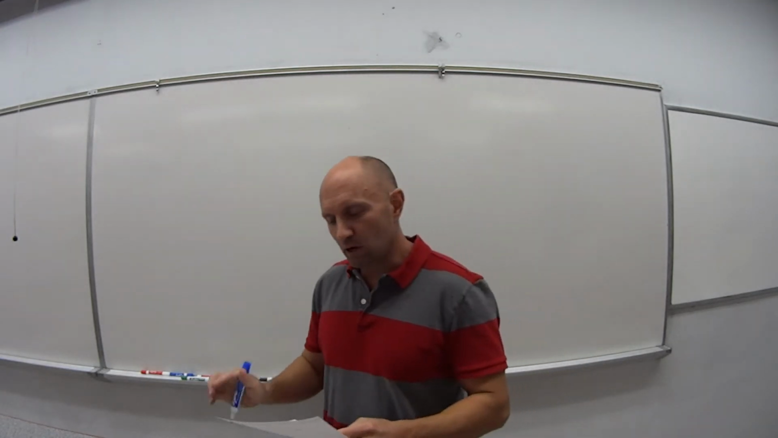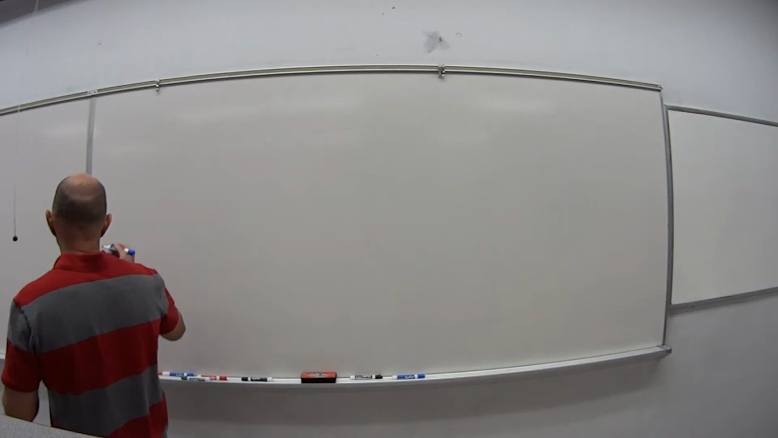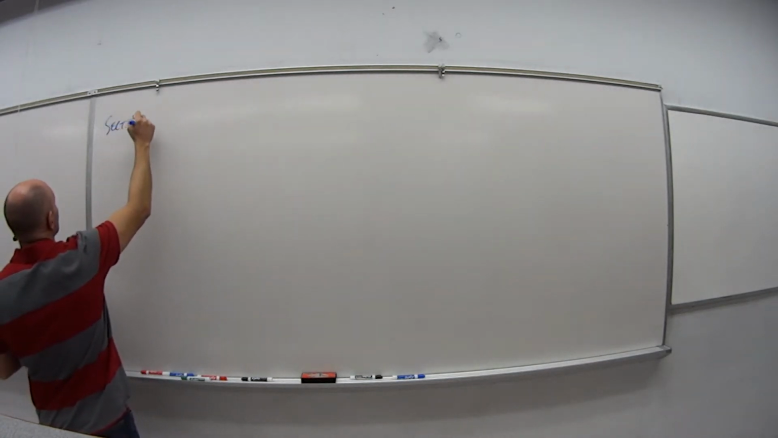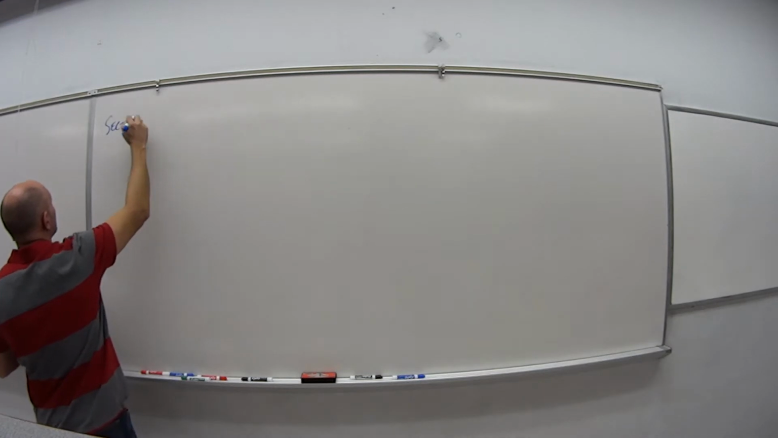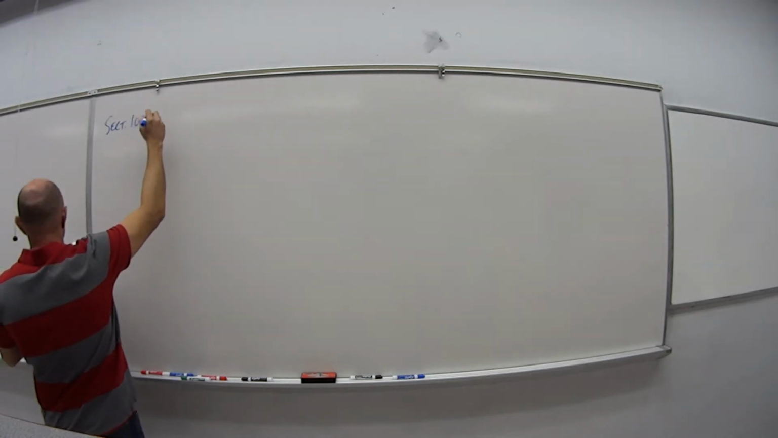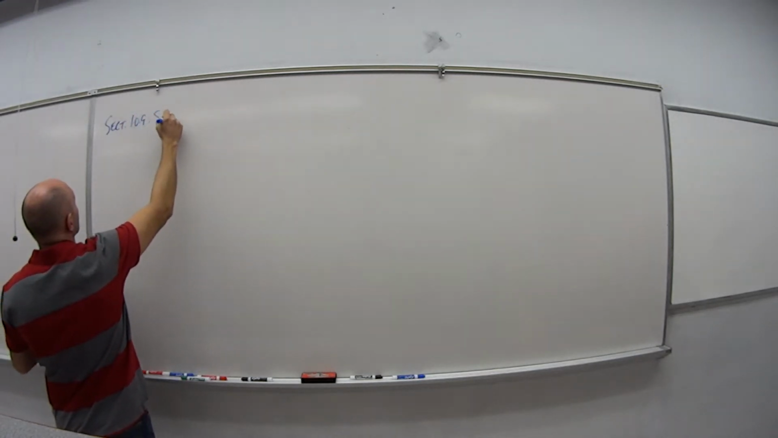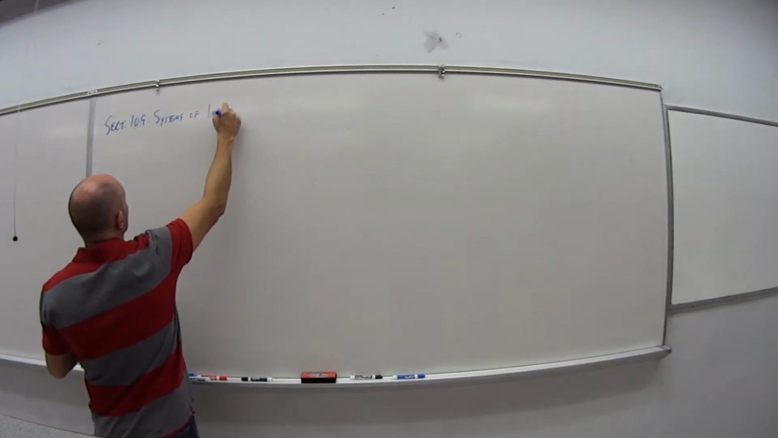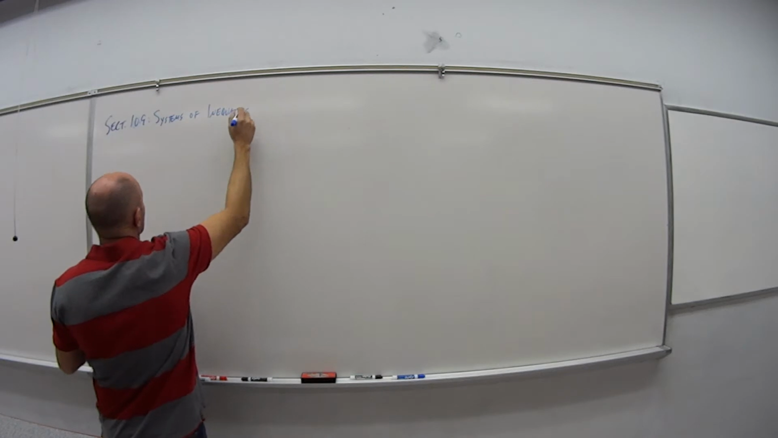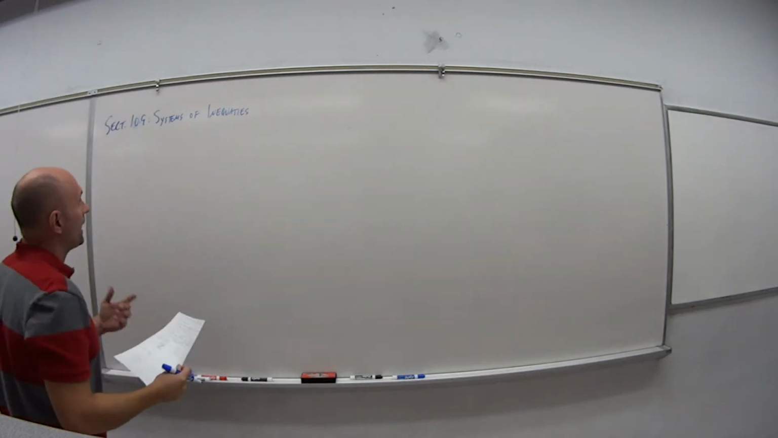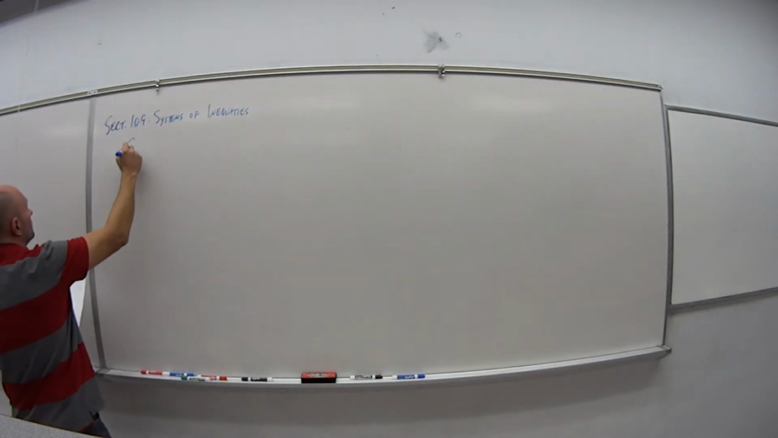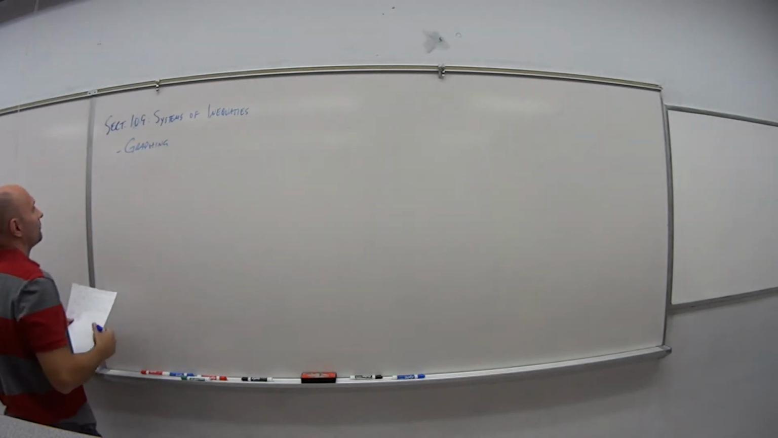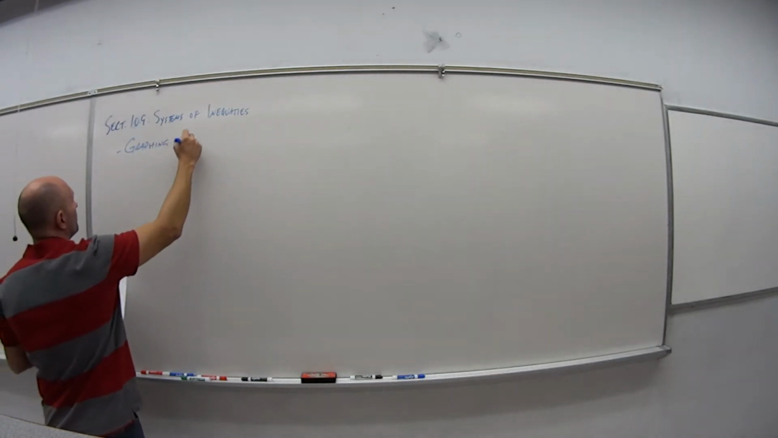We're looking at inequalities. So, first off, section 10.9, systems of inequalities. To graph inequalities, how is graphing an inequality different from graphing a line? Well, it's the following.